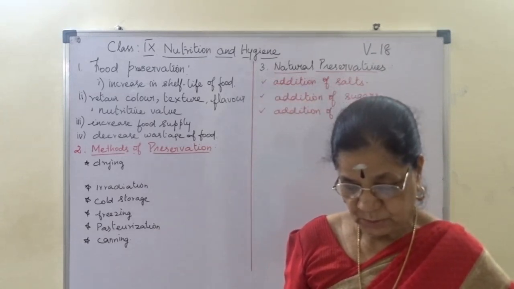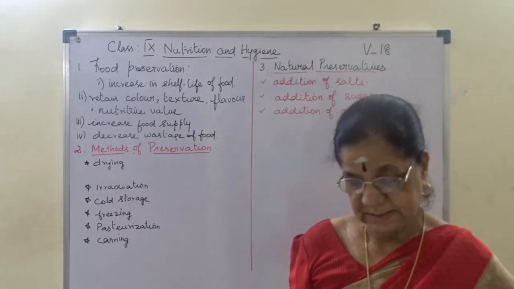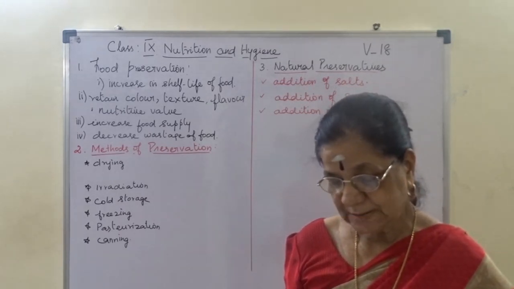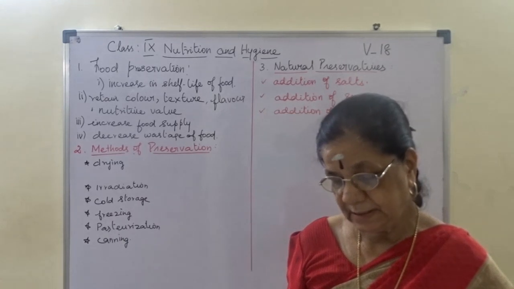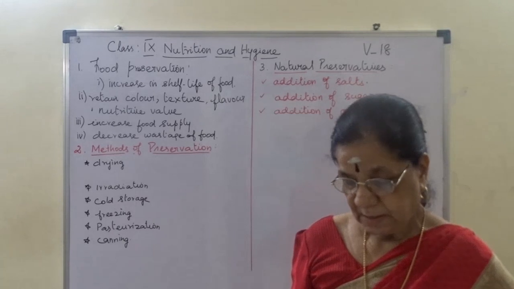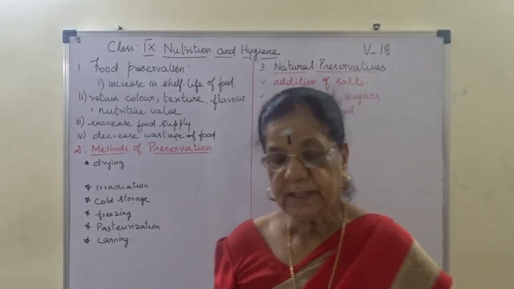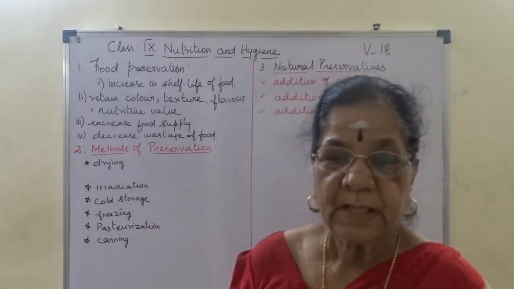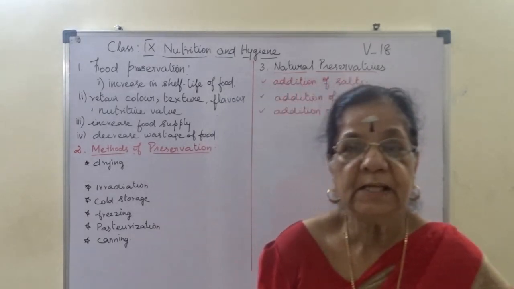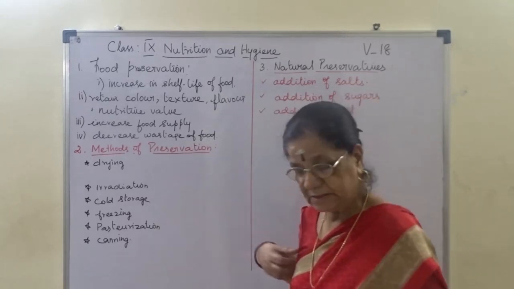So cold storage is a process of storing perishable food such as vegetables, fruits and fruit products, milk and milk products at lower temperature. And preserving the product at low temperature slows down the biological and chemical action, preventing the spoilage of food. Okay, that is cold storage.